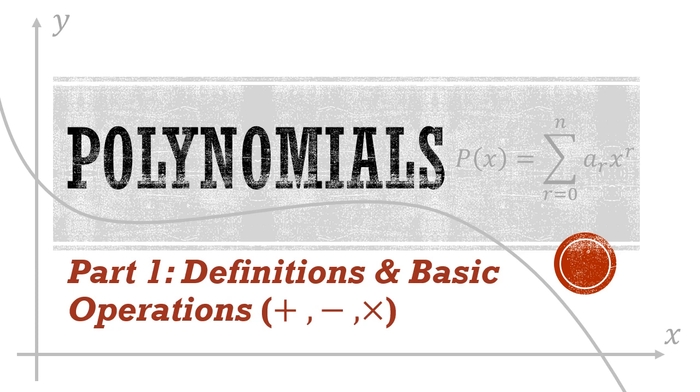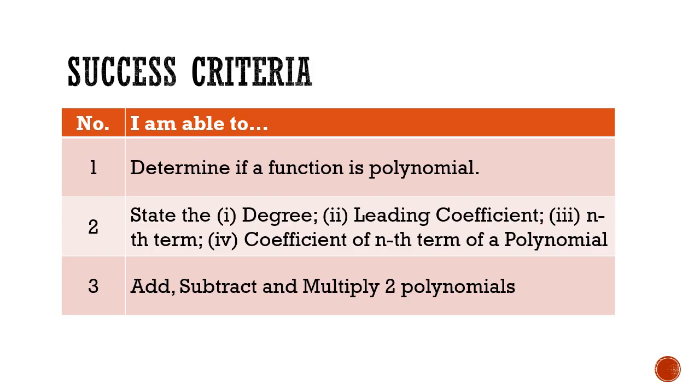In this video, we'll be starting off the A-Math chapter on polynomials, focusing on definitions and basic operations. The success criteria for this video would be for students to be able to first determine if a function is polynomial, second, to state the degree, leading coefficient, nth term, and the coefficient of the nth term of a polynomial, as well as to add, subtract, and multiply two polynomials together.